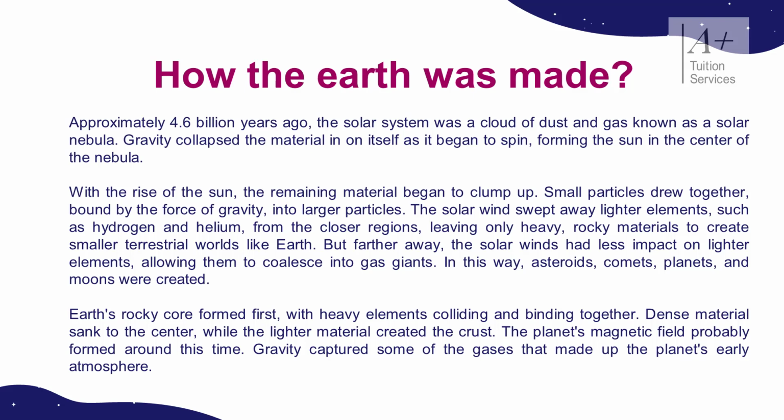The planet's magnetic field probably formed around this time. Gravity captured some of the gases that made up the planet's early atmosphere. So when we talk about the magnetic pull and the gravitational force field, we talk about Earth as it was 4.6 billion years ago. Now you can watch this very short clip taken from NASA about how the Earth was made. I hope you understand this.